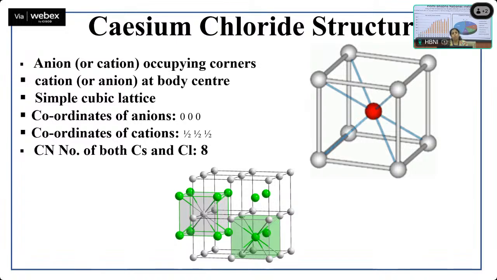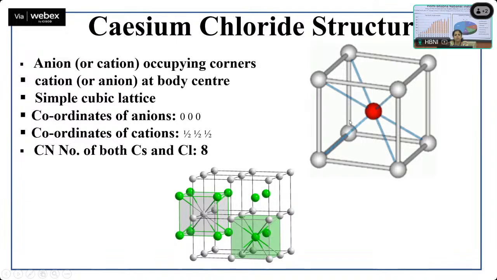Okay, now one important thing, but let's first finish up what's written on the slide. This is a simple cubic lattice. It is not face centered. And the coordinates of the anion: there is only one anion in the unit cell, contributed by 8 corners. So it's 0, 0, 0, and the coordinate of the cation, again very simple, the body center, half, half, half. And the coordination number of both cation and anion is 8.